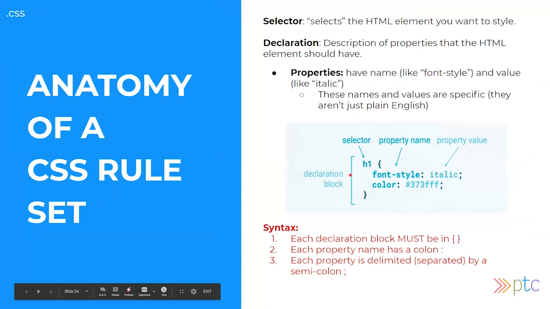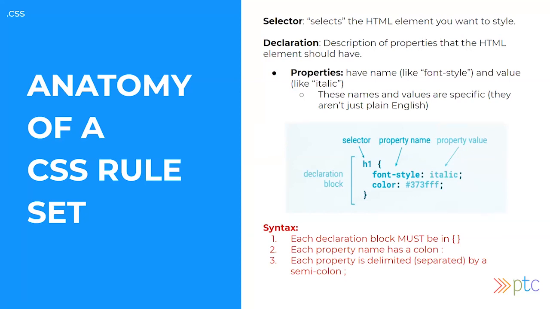So I'm going to go through what a declaration is, which is the second part of the rule set. A declaration is written in between those curly brackets of the selector, and it describes the properties our HTML element should have. Properties are a certain design aspect for the selected element, and properties have a name and a value. For the code example on the screen, the property names are font style and color, while italic and the hex are the property values.